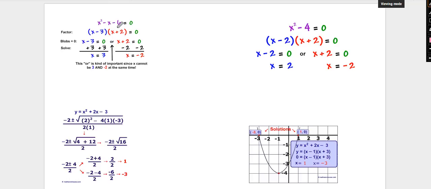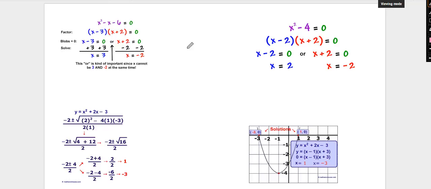Then we took each factor and set them equal to 0. So x minus 3 equals 0, or x plus 2 equals 0, and then you solve for x. So we get x equals positive 3 and x equals negative 2. Keep in mind these solutions are zeros of the function. This is where the graph will cross the x-axis on that parabola.